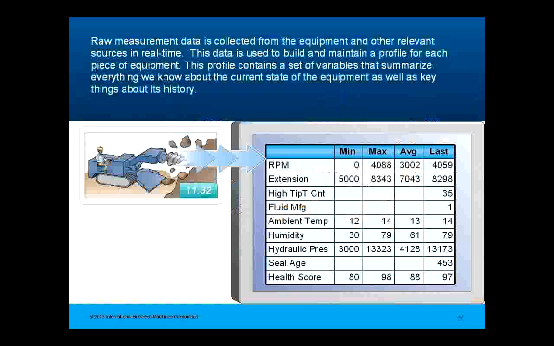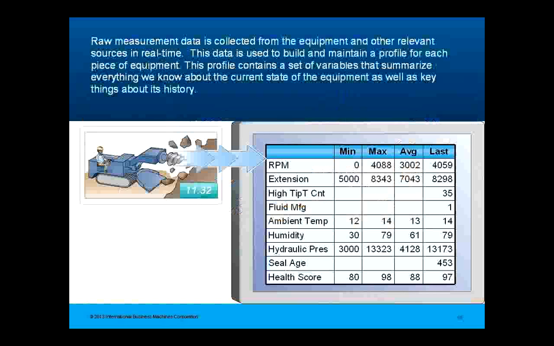So we're measuring all this raw data coming in: the RPM, the extension length, the tip temperature, the fluid manufacturer type, the ambient temperature, humidity, hydraulic pressure, seal age. There could be many more, dozens or hundreds of other measurements coming in. And what we do, and this is very important because this applies across industries, across asset types, and across processes, is that we're pulling in all this data in real time, aggregating it and profiling it into an asset profile.